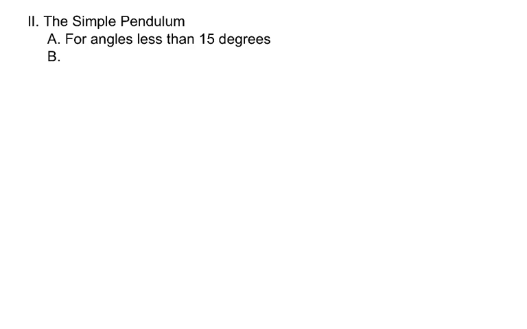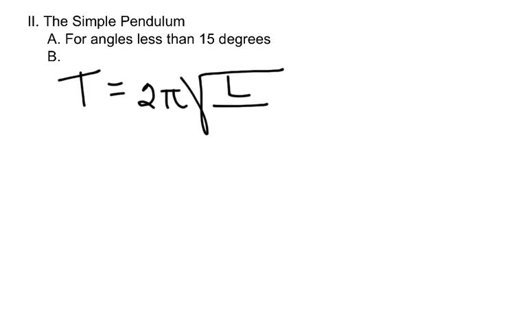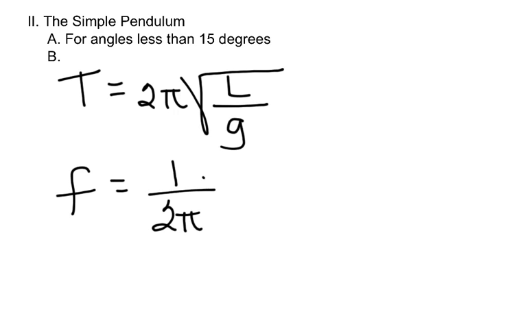Okay, now I want to talk with you about the simple pendulum, and basically what is the period and the frequency for a simple pendulum. So for angles from equilibrium position less than 15 degrees, this applies. And so what we know is the period of a pendulum is equal to 2 pi times the square root of L, which is the length of the pendulum arm, divided by g, which is known as the acceleration due to gravity. And since period and frequency are inverses of each other, then the frequency will be 1 over 2 pi multiplied by the square root of g over L.